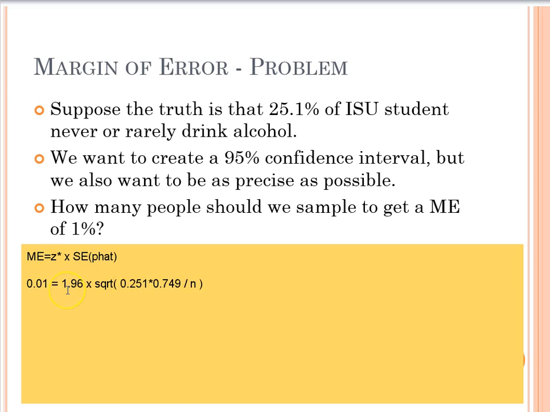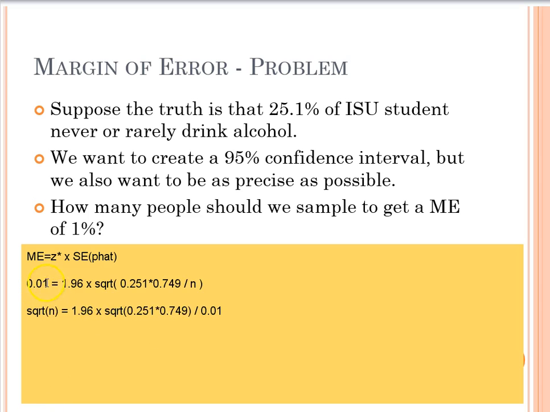Our critical z is 1.96, and that's because we want to create a 95% confidence interval. So that is from the critical z's I gave you in earlier videos. The margin of error is also given to us because we know we want to create a confidence interval such that the margin of error is 1%, or 0.01. So now we have this crazy equation, and we have one variable, the sample size, that we need to solve for. So we need to rewrite this whole equation in terms of n, because that's our sample size.